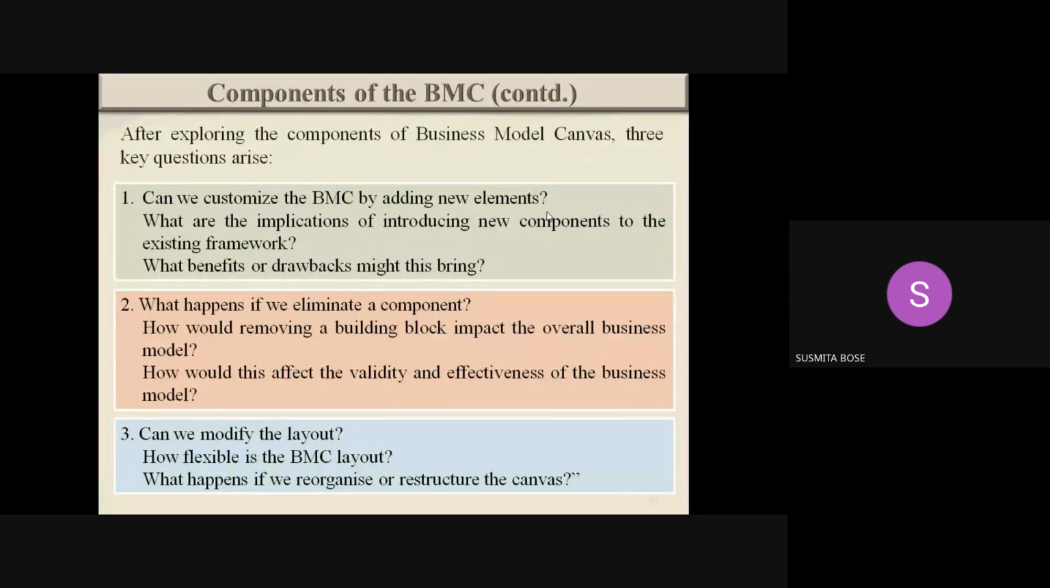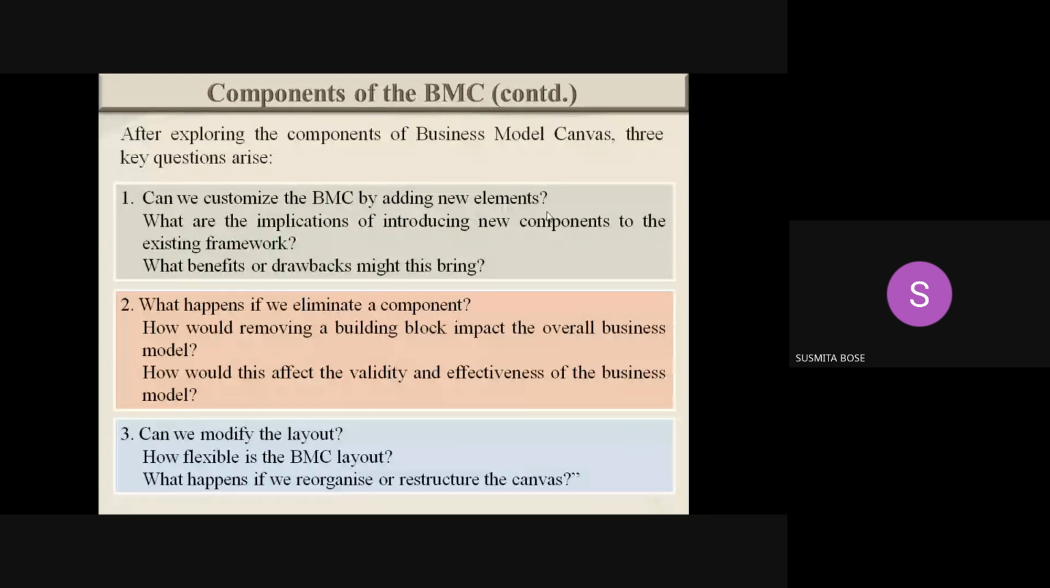So after exploring all the components of the business model canvas, after understanding their contribution and their importance, three key questions might arise in your mind. First, can we customize the BMC by adding new elements? What are the implications of introducing new components to the existing framework, and what benefits or drawbacks might this bring? This is the first question that might come to your mind: can I add a new element, one or two elements?